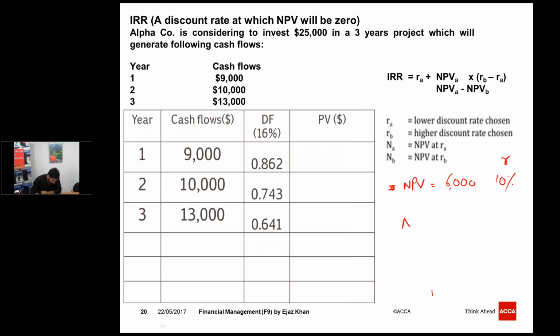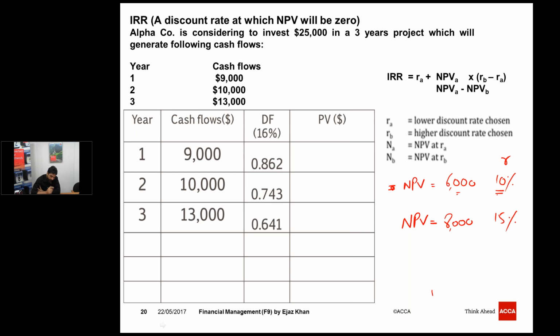Now, let's suppose the same project has a negative NPV of $8,000 at 15% discount rate. Should we accept or reject? We should reject it, definitely. Okay, now what does this imply? If we use 10% discount rate and we get positive NPV from the project, it means we are earning more than 10%. Agreed?